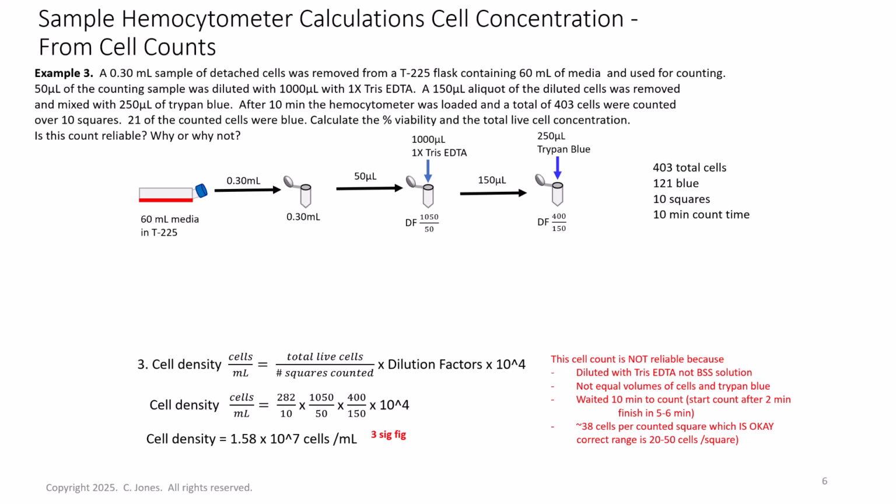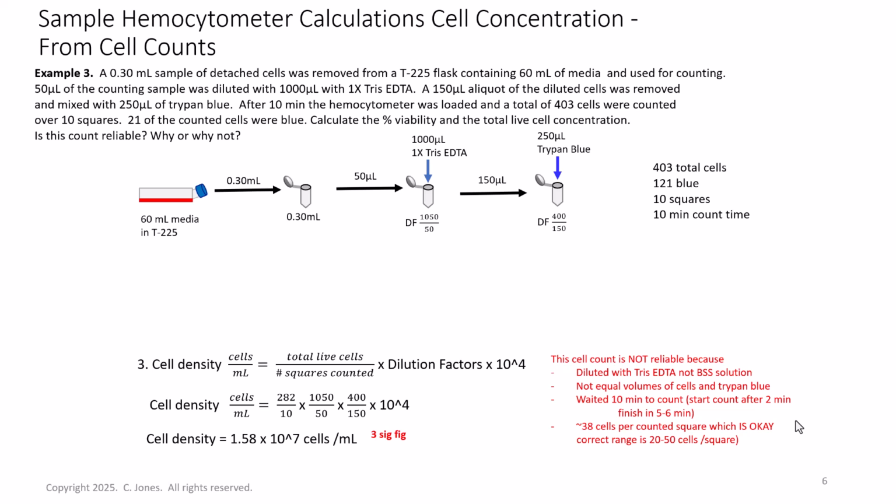We waited 10 minutes, right? After 10 minutes, the hemocytometer was loaded. That is a long time for cells to be sitting in trypan blue. So it is likely that at least some viable cells took up the trypan blue. So some cells that were alive, because they sat in the trypan blue for so long, took up trypan blue. So again, timing, according to manufacturers, is important.